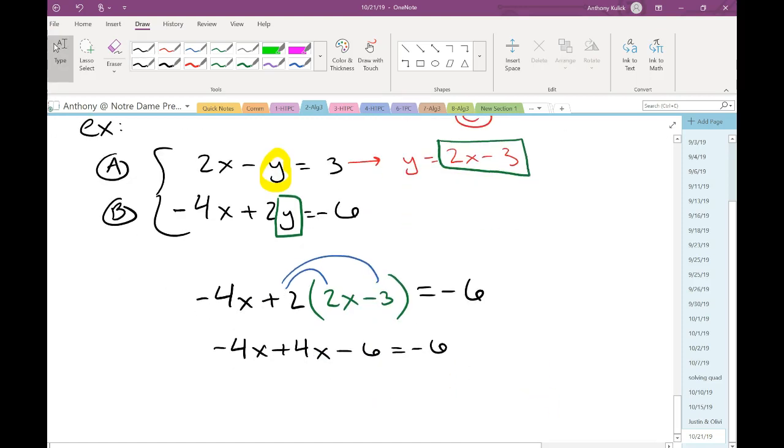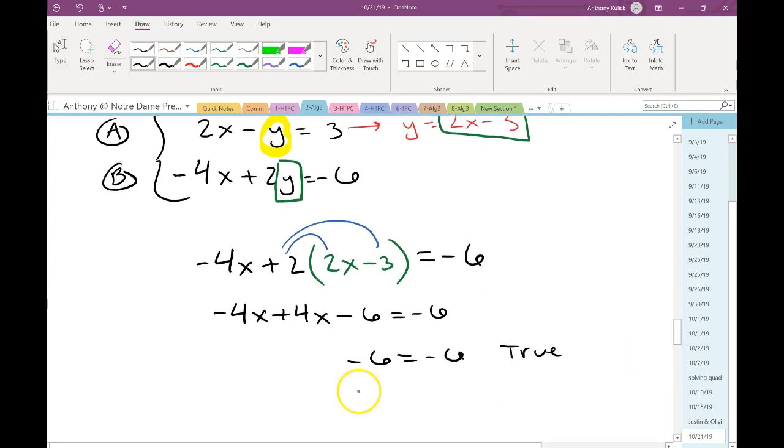And negative 4x plus 4x gives me 0. And I'm left with negative 6 equals negative 6. Is that true? Does negative 6 equal negative 6? Yeah. So what this tells me then is that this is the infinitely many solution situation.